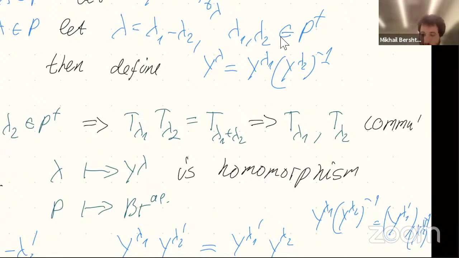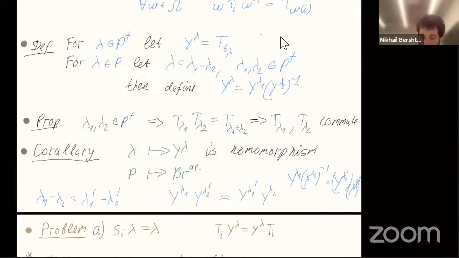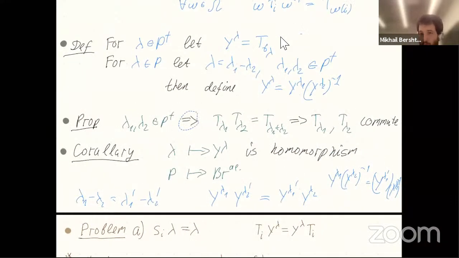Yeah, so this embedding is not canonical. This map from lambda to lambda depends on our choice of the simple roots. Yes, I think there are other embeddings, and I think they're just different.